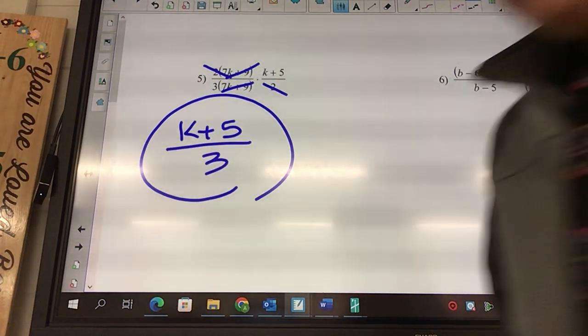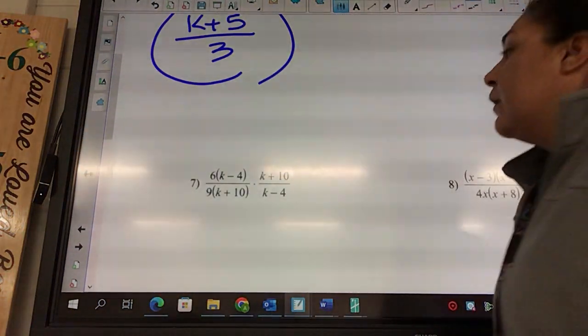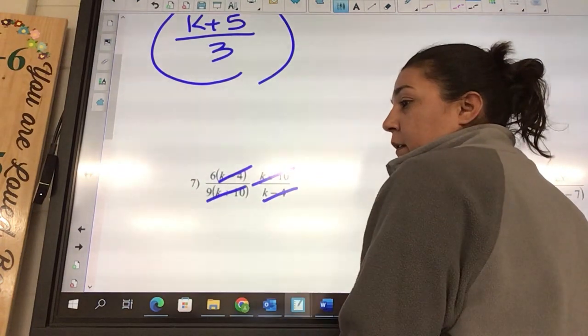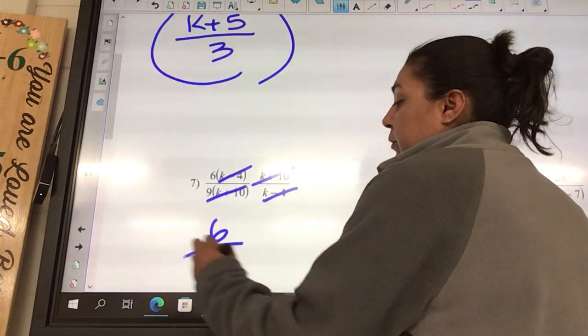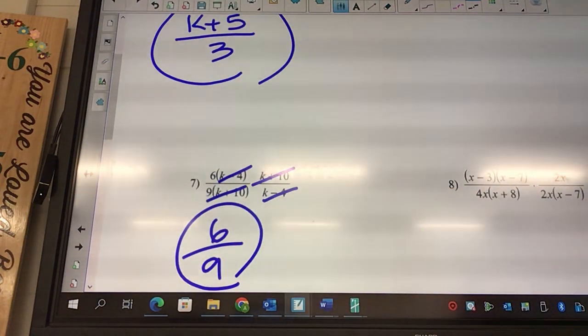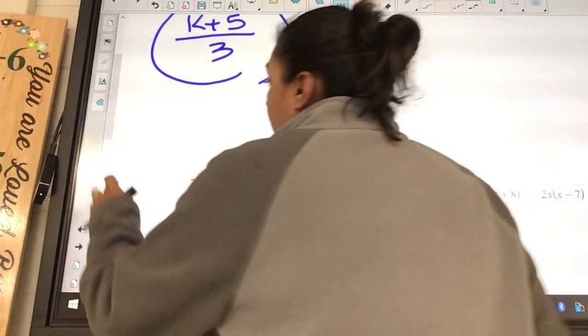Number 7. What can we cross off? K minus 4. K minus 4. K 10. 6 over 9 is what we're left with. Now 6 over 9, that fraction can be reduced, but you guys typically suck at fractions, so we're going to leave it. Just leave it alone. If you can get this far, I'm not going to nitpick.